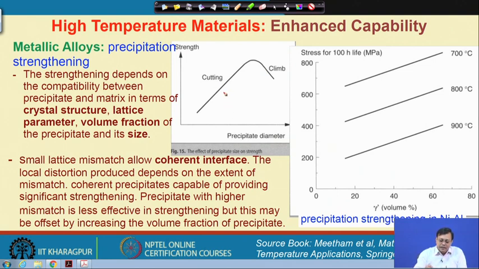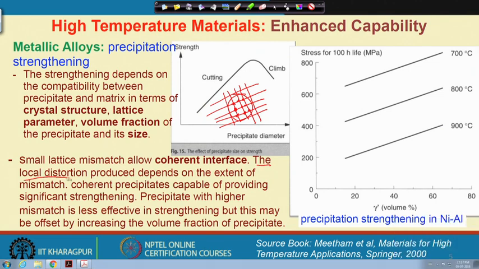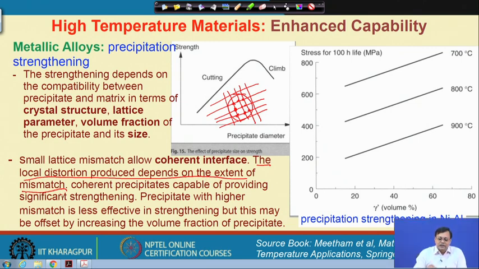What does it mean? I may have a lattice, and this is the lattice point, and here this is the solute atom which makes a cluster to make a precipitate. Okay. So, this is almost like a coherent precipitate. Now, in such a case the local distortion depends on the extent of the mismatch. There is no doubt, because the lattice mismatch will create the lattice distortion.